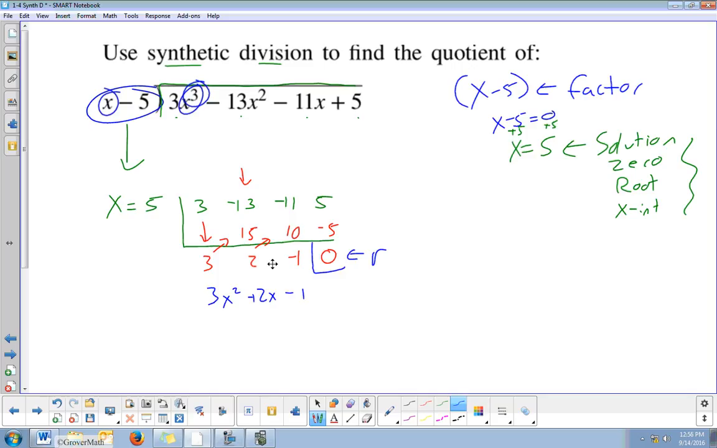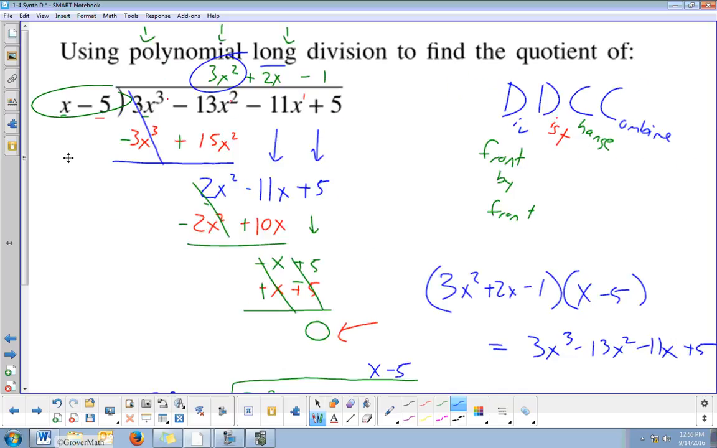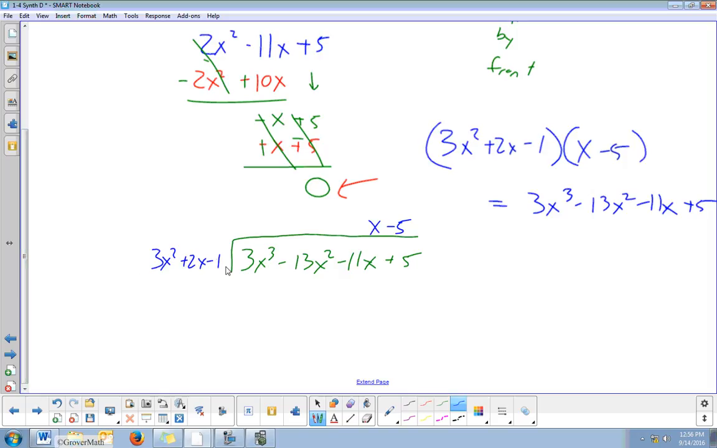And again, this would be great if we could always do this for division, but it only works if we're dividing by a binomial of degree 1. It would not work in this case down here, because there's just too much there. We can't do synthetic division with that.